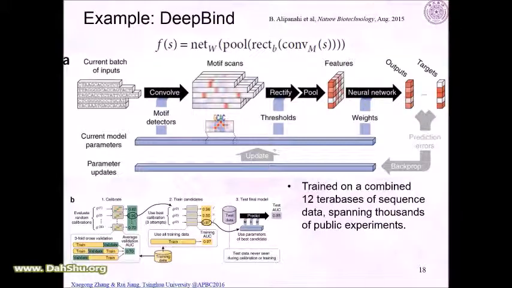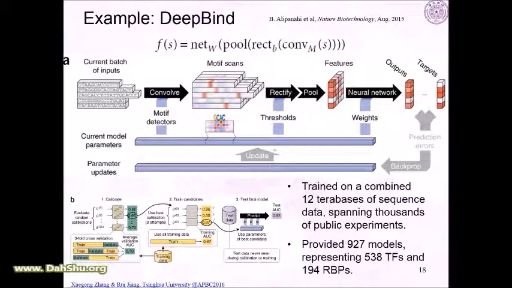They collected 12 terabytes of DNA sequences, by collecting thousands of published ChIP-seq and other experiments. And with this, they have successfully built almost 1,000 models for different TF binding and RNA binding proteins, and built almost 1,000 models for the precision medicine application.